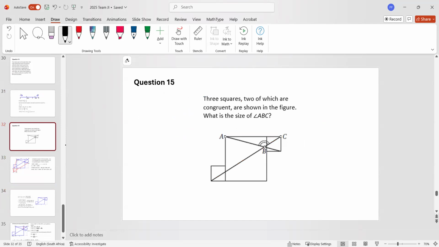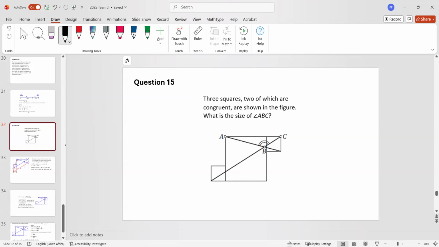Okay, this problem here: 3 squares, 2 of which are congruent, are shown in the figure. So the small square is exactly the same as the other small square, and the large one is a square also. They don't give you the sizes of anything.